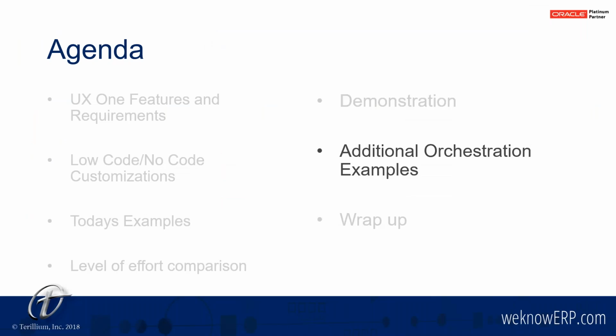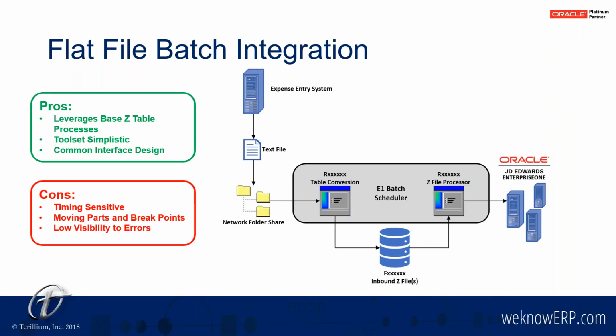All right, so for some additional examples that you can think of for utilizing the orchestrations. So the first is just a basic flat file or batch integration. In the past, you utilized this process for many different types of things. The pros to it were you utilized the base Z-table process. It was a simplistic, common tool set and a common interface design. Some of the cons were it was timing sensitive, so things had to be very sequential, with moving parts and breaking points throughout this process, and low visibility to errors.